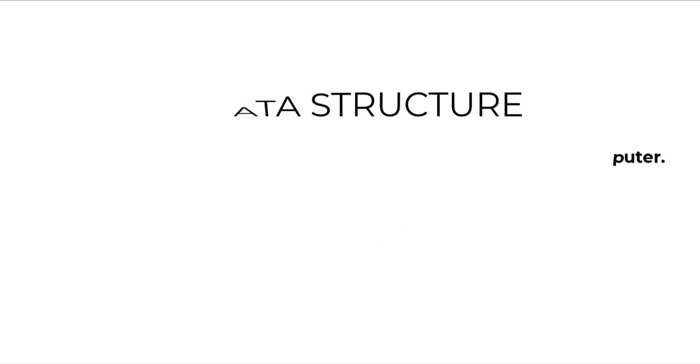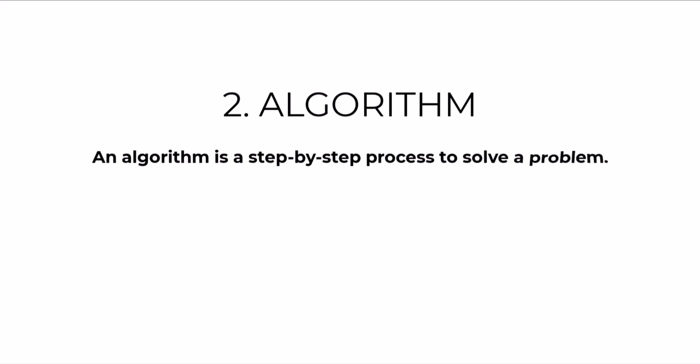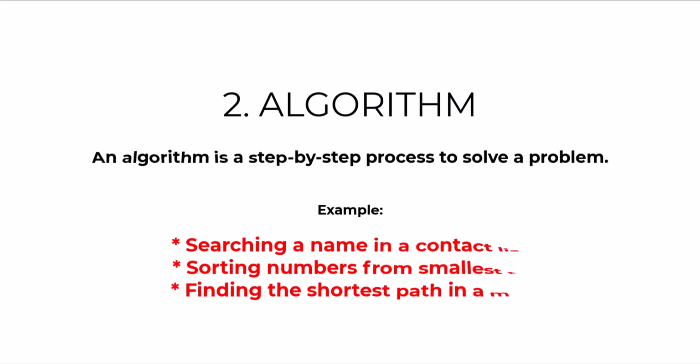And the next one is algorithm. An algorithm is a step-by-step process to solve a problem. For example, searching a name in a contact list, sorting numbers from smallest to largest, finding the shortest path in a map.